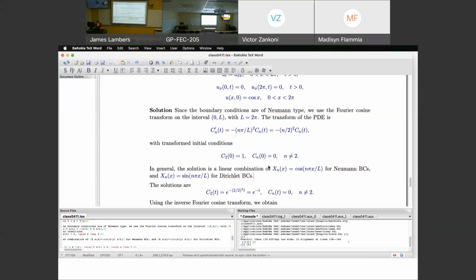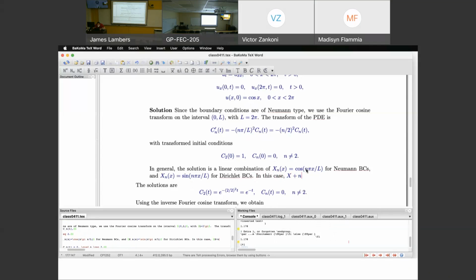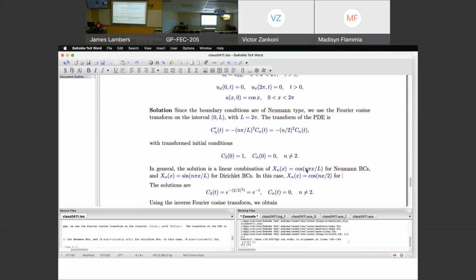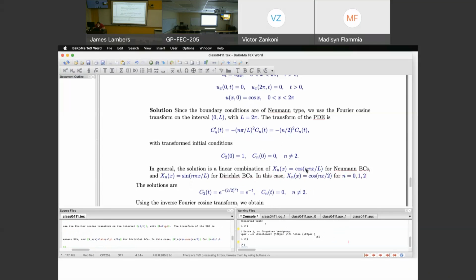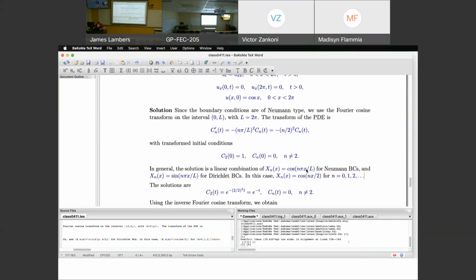Now, in this case, if the initial data is cosine of x, my eigenfunctions here are cosine n pi x over 2 pi, because L is 2 pi in this case. In other words, in this problem, X_n of x equals cosine of nx over 2, where n equals 0, 1, 2, and so on. All right.